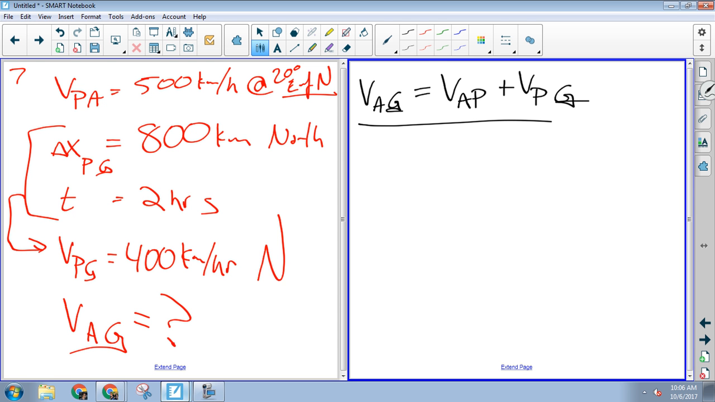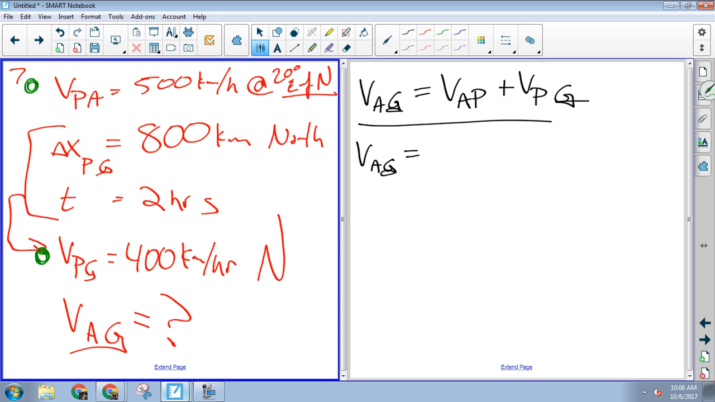Is everybody good with that? All right, great. So what does this have to do with all of this? Well, the velocity of A relative to G is the thing that I'm looking for. Let's see. Oh, shoot. I don't know the velocity of A relative to P. Look at the things I know. I know this, I know this, and I'm looking for this.